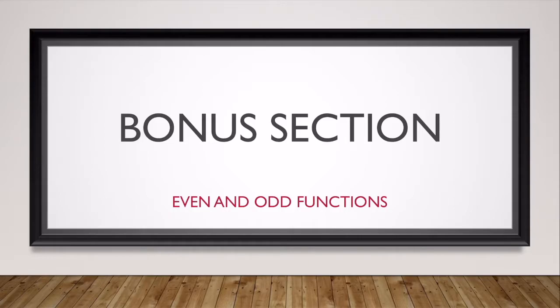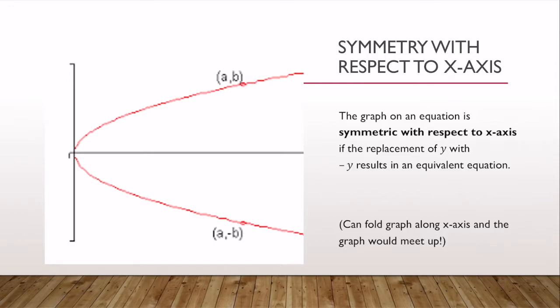So this is a Chapter 9 bonus section on even and odd functions. The graph of an equation is symmetric with respect to the x-axis if the replacement of y with negative y results in an equivalent equation, i.e. I can fold my graph in half along the x-axis and the graph would meet up.